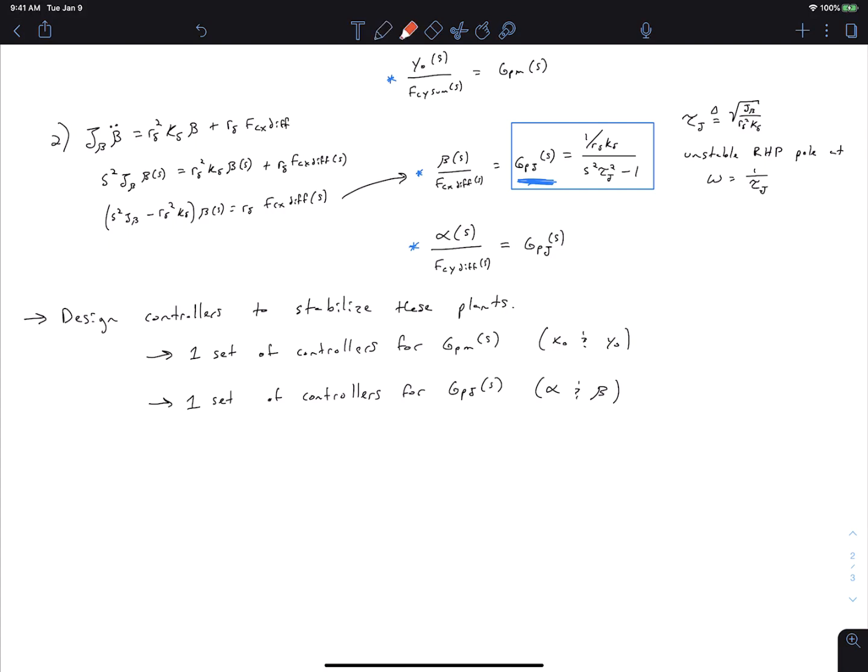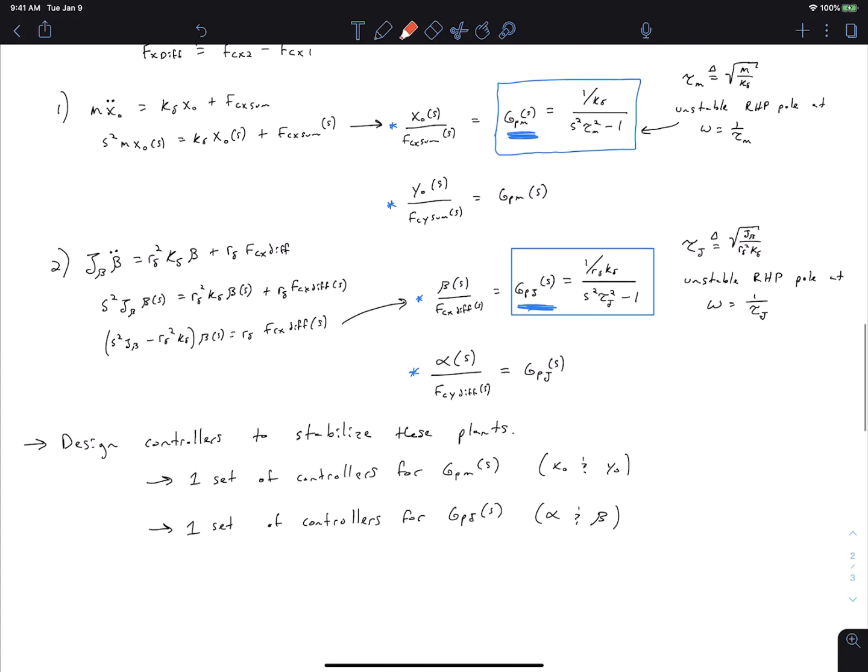So we have four systems to control, 4 state variables to control. That's x0, y0, beta, and alpha. But we actually only need to design 2 controllers. We're going to have 4 controllers total, but 2 of those controllers will be acting on the GPM transfer function, and 2 will be acting on the GPJ transfer function. And we already know how to design these controllers.